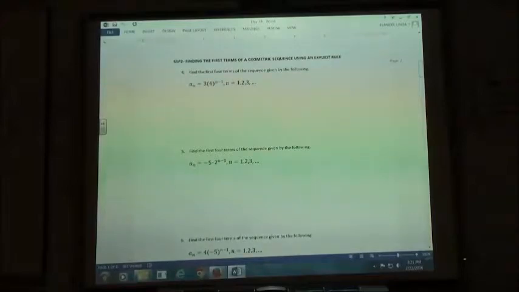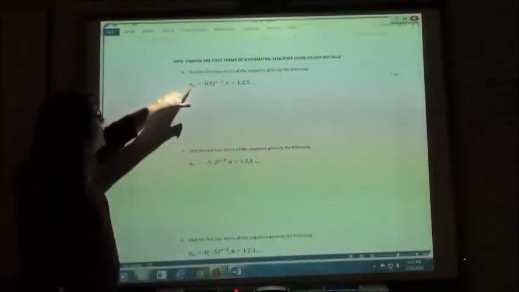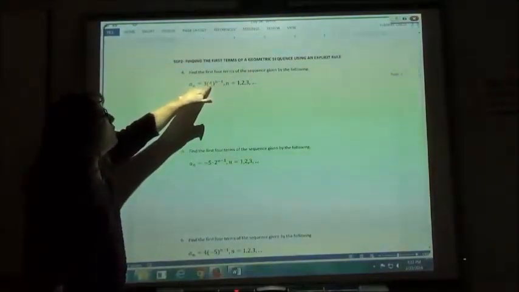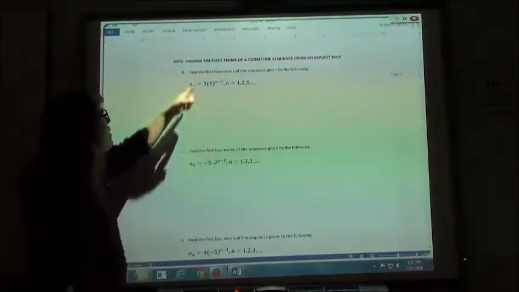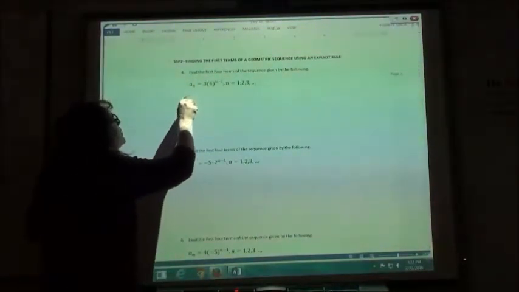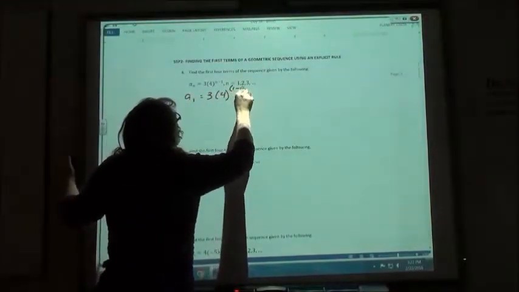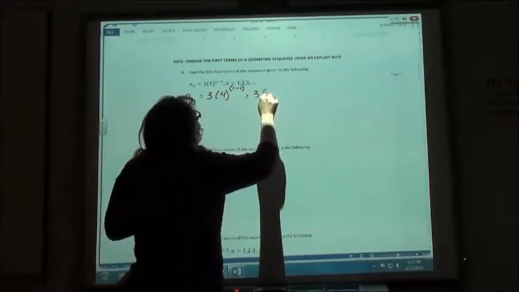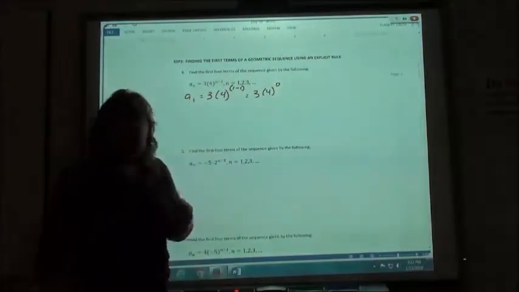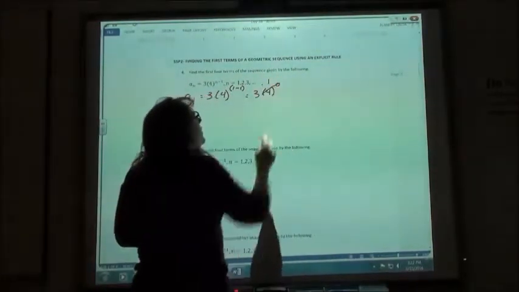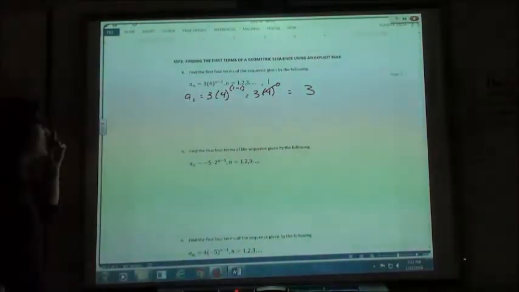Four, 5, and 6, we are finding the first terms of a geometric sequence. And so again, we have a sub n equals 3 times 4 to the n minus 1 power, n being 1, 2, 3, 4, 5, 6, 7, 8, 9, 10, and so on. We're doing just the first 4 terms. So a sub 1 would be 3 times 4 to the 1 minus 1 power, which gives me 3 times 4 to the 0 power. Anything to the 0 power is always equal to 1. So 3 times 1 would just give me 3 for the first term of my sequence.